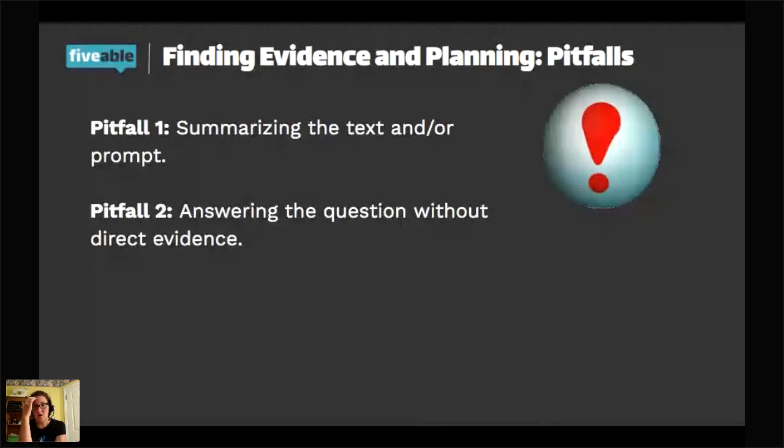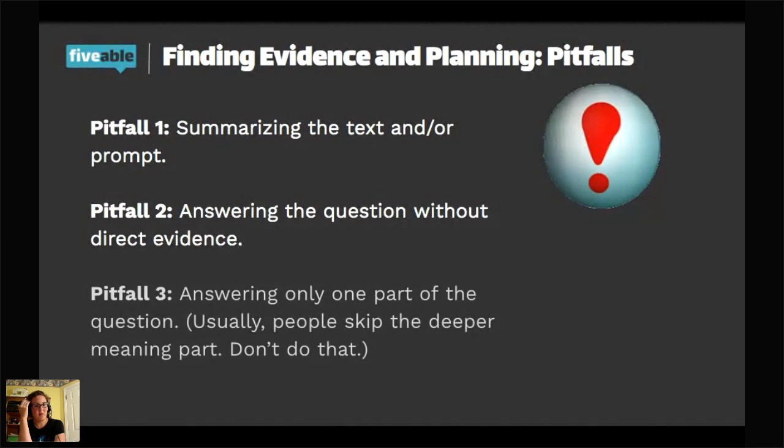And number 3, a pitfall is answering only one part of the question. So again, usually people skip that deeper meaning part. Don't do that. You want to tie it back to the whole meaning of the text, because otherwise it's a really flat thesis. AP Lit is not about just reading and understanding a text. It's about understanding it and tying it to something bigger than the text itself. So yeah. Okay, I'm almost done.